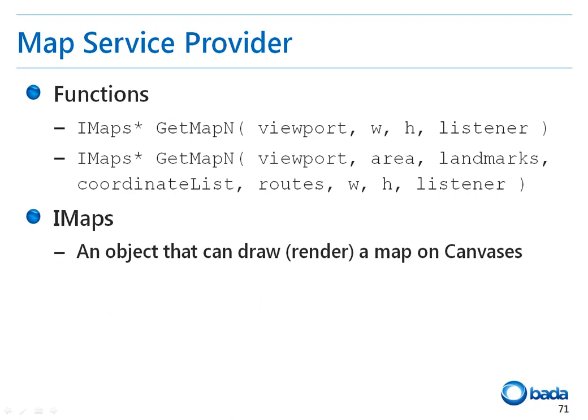Let's take a look at the map service provider in more detail. The map service provider provides the getMapN function that returns the iMaps interface by using the viewport, width, height, and listener. At this time, the area, landmarks, coordinate list, and routes can also be changed. iMaps provides a map object that can be drawn using a graphic context.